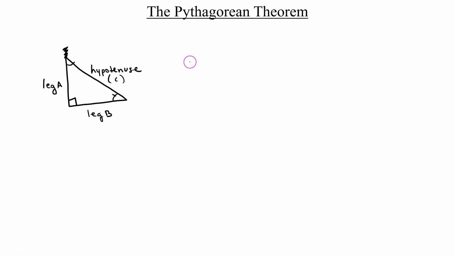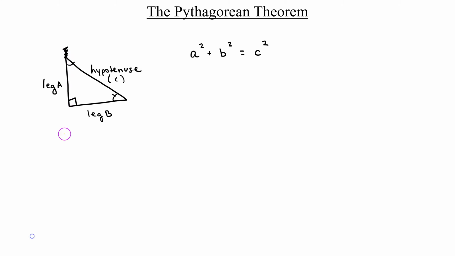And the Pythagorean theorem is really cool because it relates the lengths of all of the three sides to one another. And the formula is a squared plus b squared equals c squared. Let's just take a look at this formula for a second, see what it really means visually. A squared, that is this length squared.